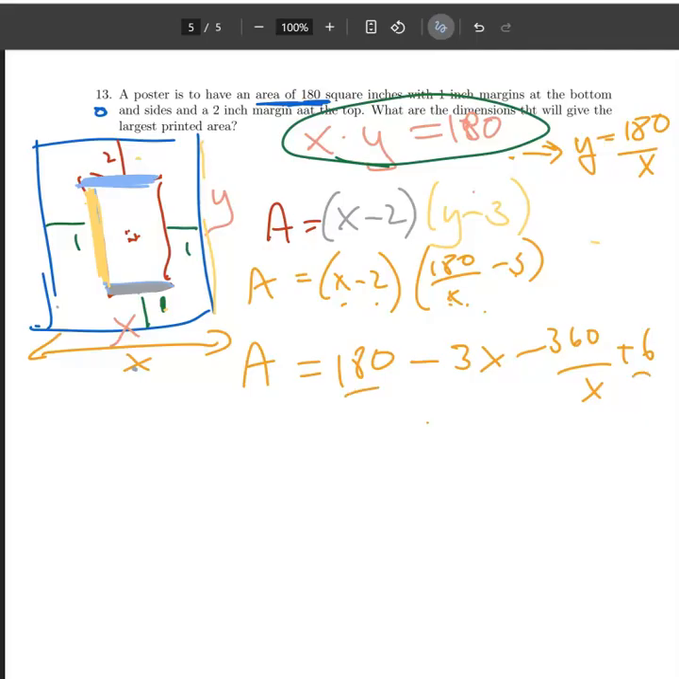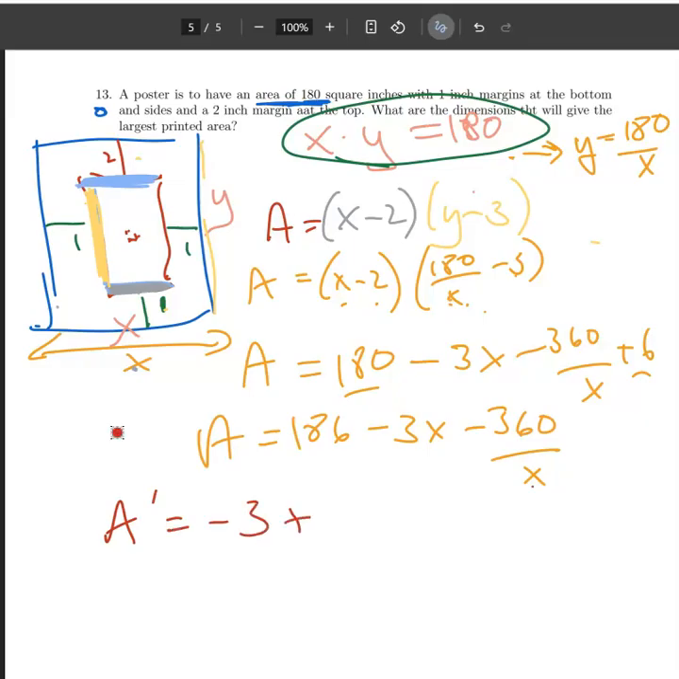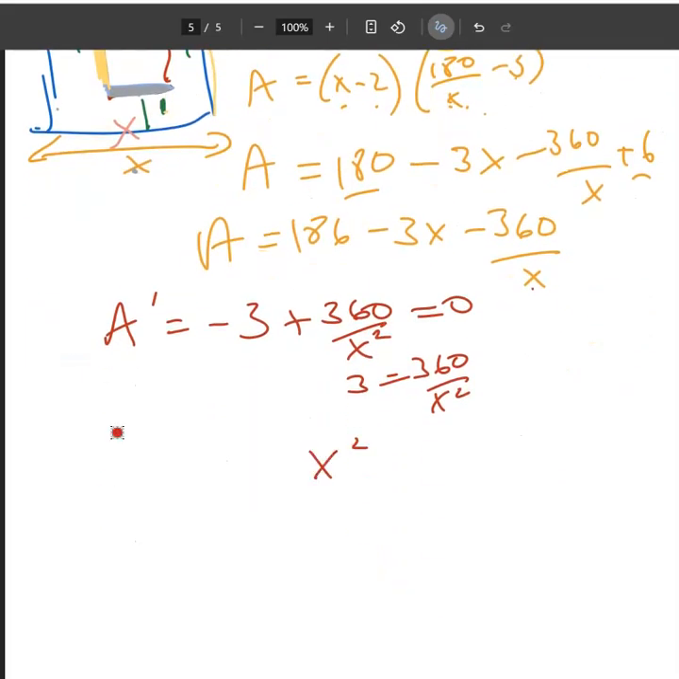So these two numbers can add together, right? 186 minus 3x minus 360 over x. Let's take a derivative. So I get a minus 3. And taking the derivative of this, it would give me a plus 360 over x squared. Set it equal to 0. 3 is 360 over x squared. So x squared is equal to 360 divided by 3, 120.